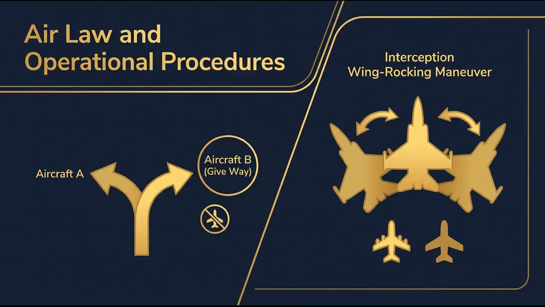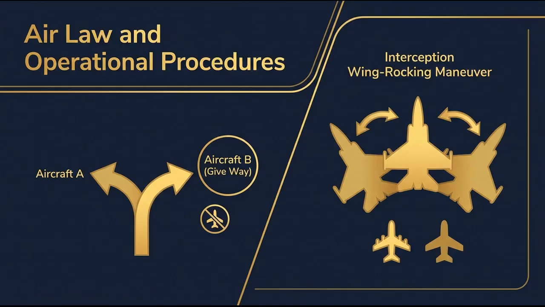Lesson 1. Air Law and Operational Procedures. When flying under ICAO and Oman CAA regulations, understanding right-of-way and standard procedures is essential. Let's start with converging aircraft.